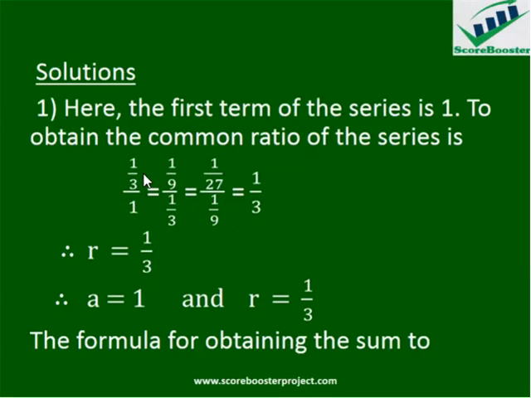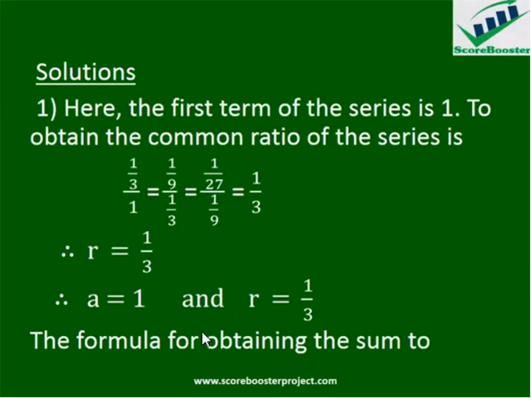So if we evaluate each of these, we get 1/3. 1/3 divided by 1 will give 1/3. 1/9 divided by 1/3 will give 1/3. 1/27 divided by 1/9 will give 1/3. So therefore, the common ratio, which is r, equals 1/3. Therefore, the first term a is 1 and the common ratio r is 1/3.